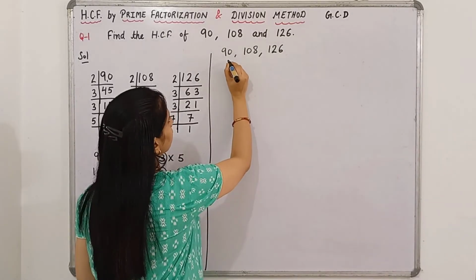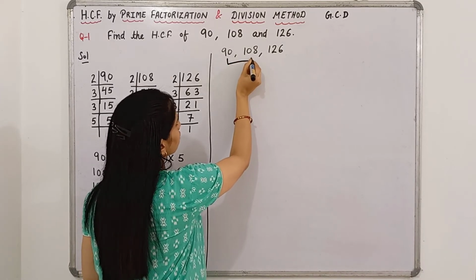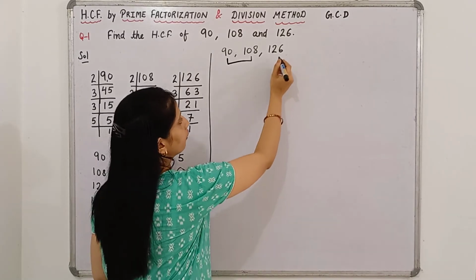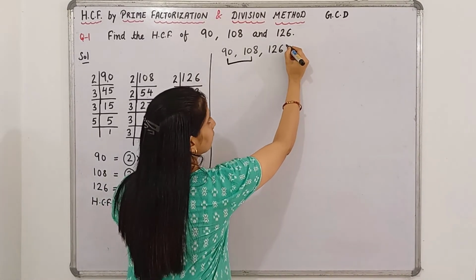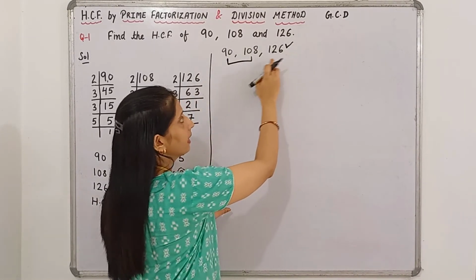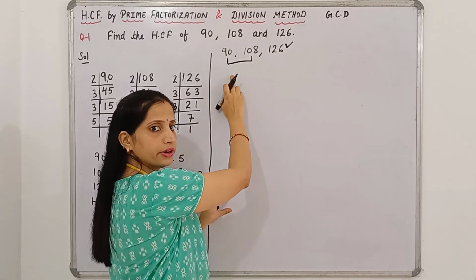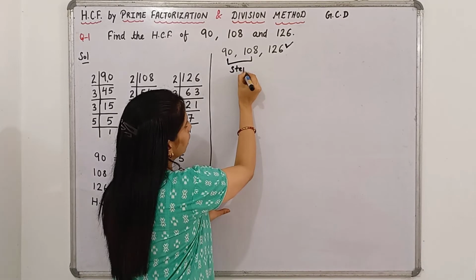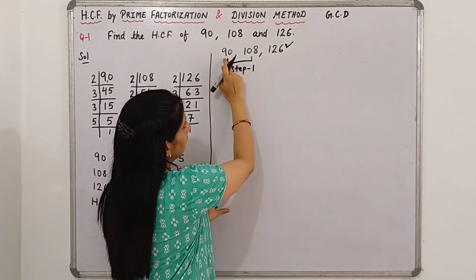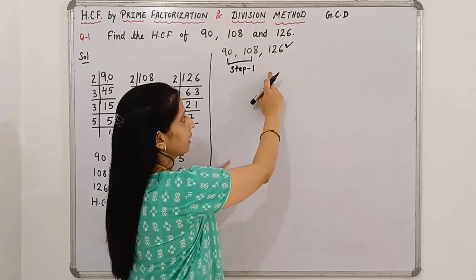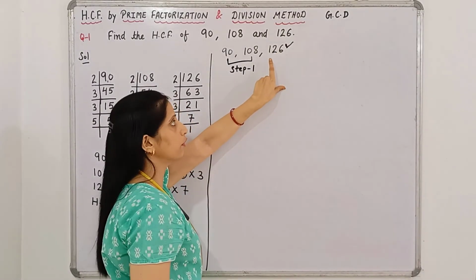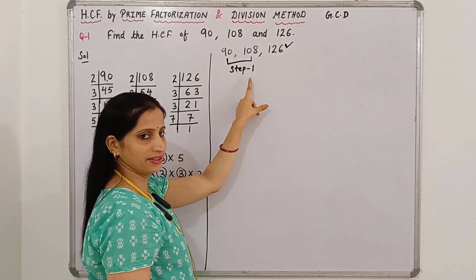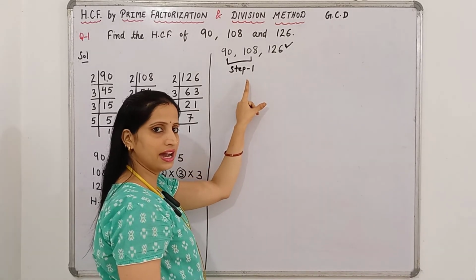In the first step, we will find out the GCF of the first two given numbers. And in step 2, we will find out the GCF of the third remaining number and the GCF obtained in the first step. Okay. So this will be our first step, to find out the GCF of 90 and 108. And in the second step, we will find out the GCF of 126 and the GCF found in step 1. Okay. Now let's see how.